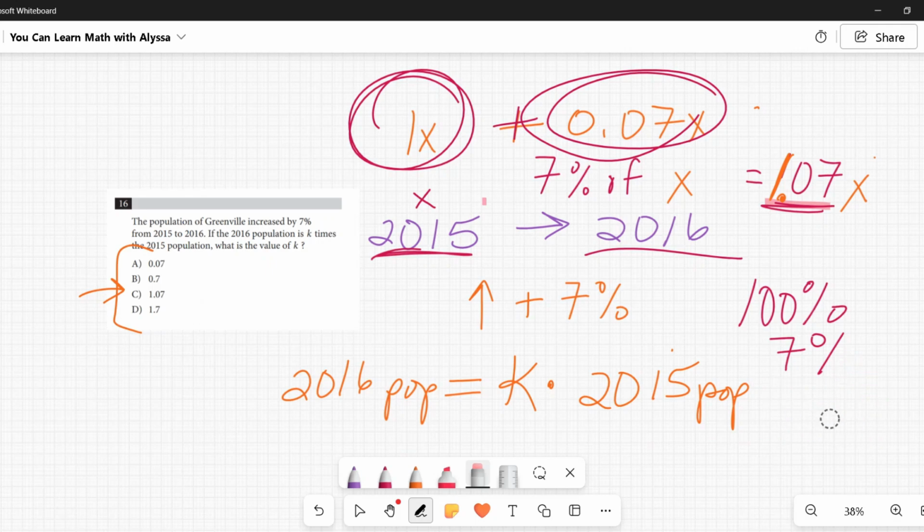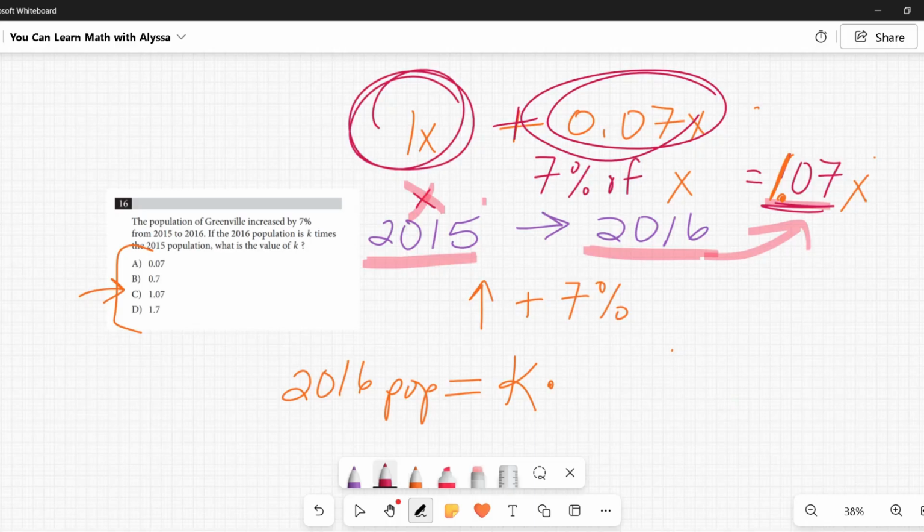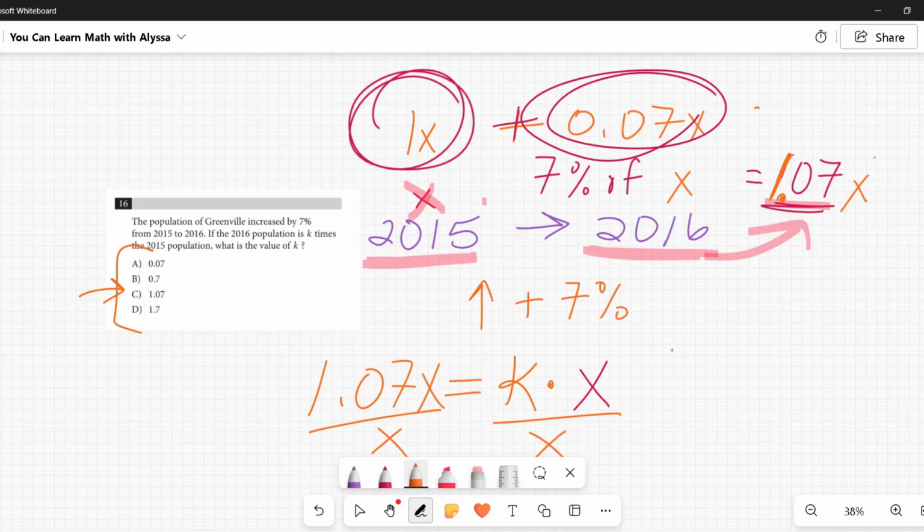And you can even look at it in another way here. If my 2015 population is x and my 2016 population is 1.07 times x, what is k? I divide both sides by x, since x is being multiplied on both sides. And what am I left with? 1.07 equals k. Okay, so that's the math that's going on.